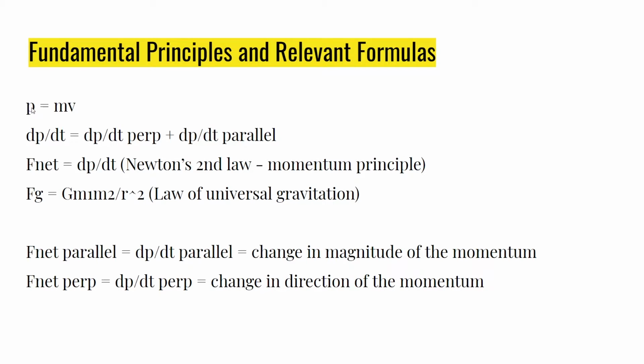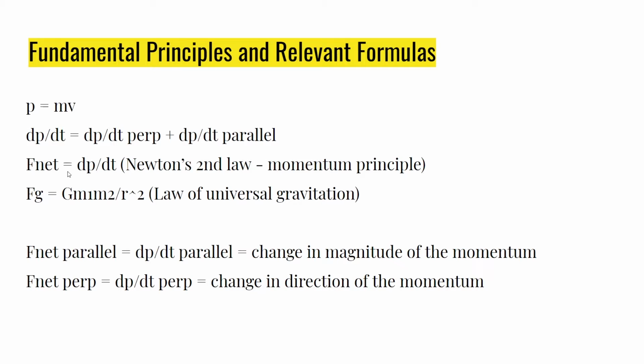We know that momentum p is equal to mass times velocity. The change of momentum over change of time is equal to the sum of its perpendicular and parallel components. We know that F net is equal to dp/dt from Newton's second law, the momentum principle. And we know that the force of gravity is equal to G m1 m2 over r squared from the law of universal gravitation. We assume that Fg, the force of gravity, is the only force acting in the system.